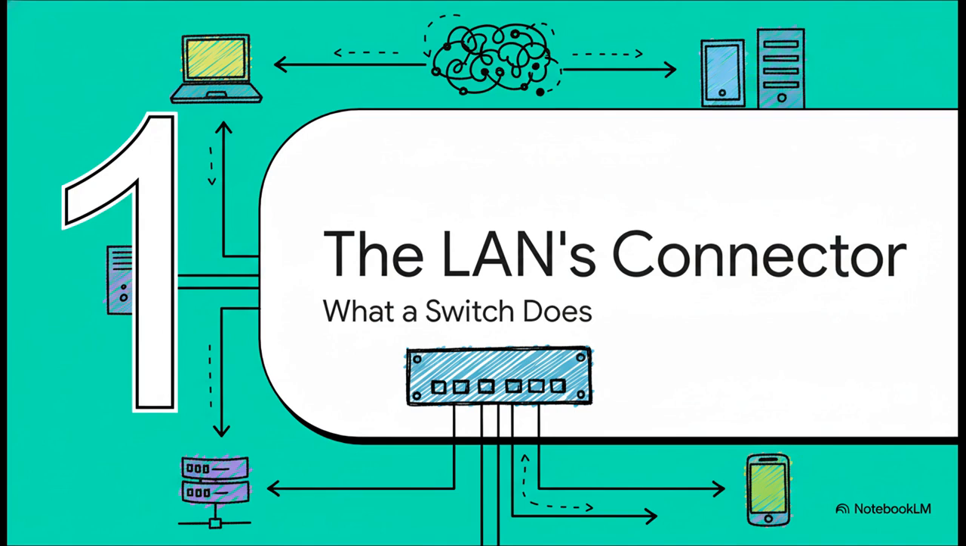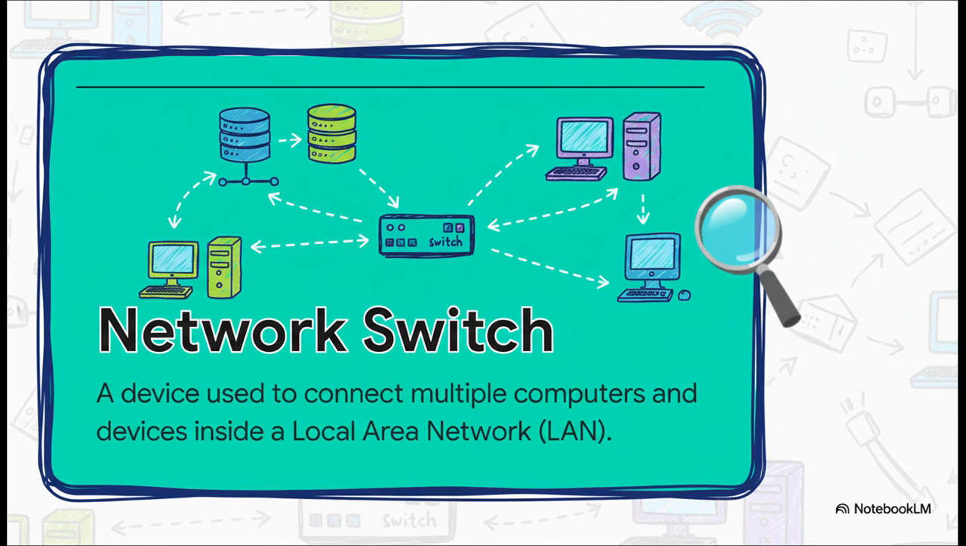All right, so let's start at square one. To really get why a switch is so essential, we have to look at its most basic job on what we call a local area network, or a LAN. At its very core, a switch is just a central connection point. A good way to think of it is like a digital roundabout for all the hardware in your office, or maybe even your home. Every single PC, printer, and server plugs right into it, and that's what lets them all form one single cohesive network.